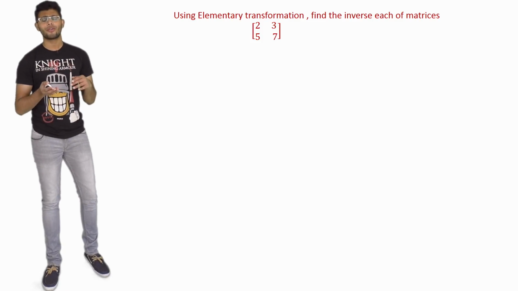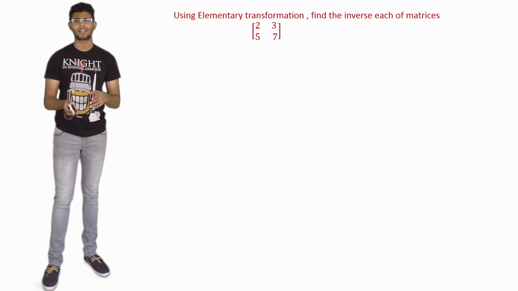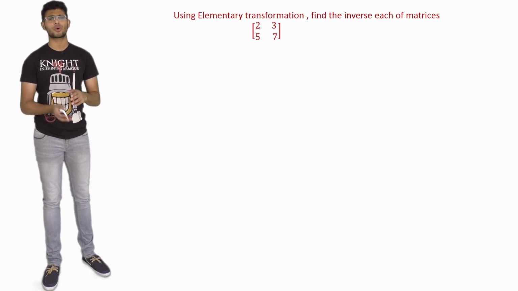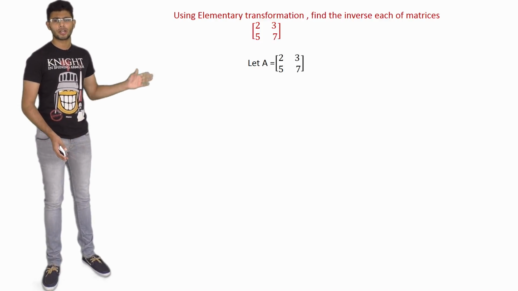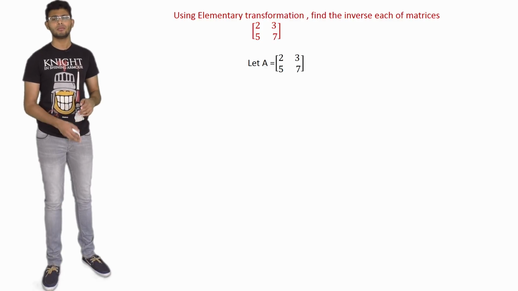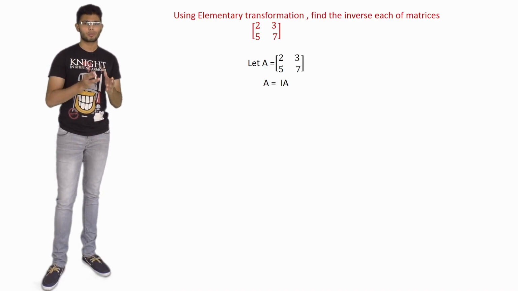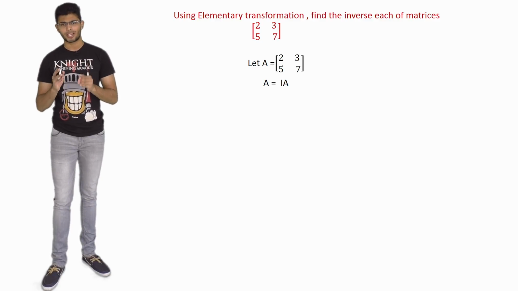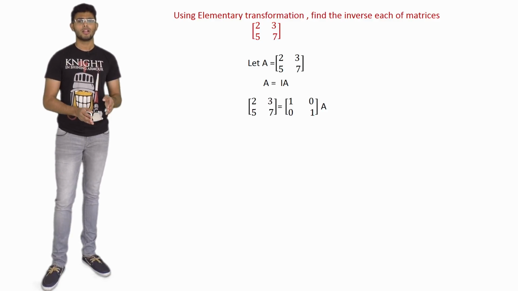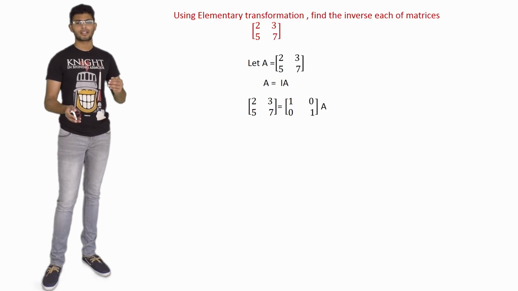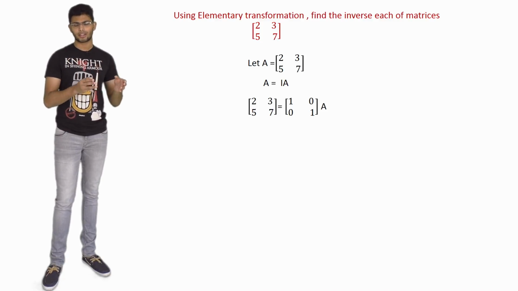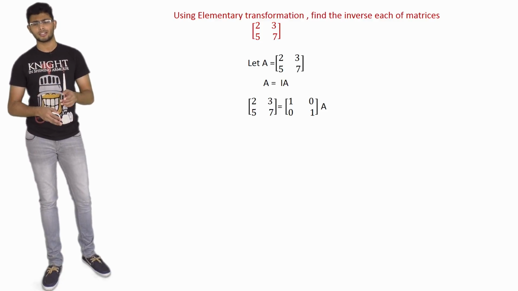So in this problem, what we have to do is find the inverse of the matrix which is given to us. The matrix given to us is this matrix over here, which is 2, 3, and 5 and 7. So what we're going to do is we know that when you multiply an identity matrix with a matrix, you're going to get the same matrix again. So let's just take the matrix on the LHS and let's get the identity matrix on the RHS.